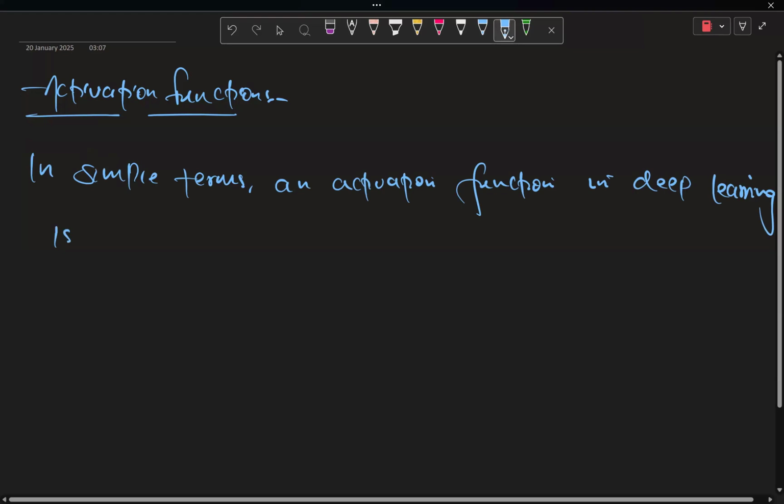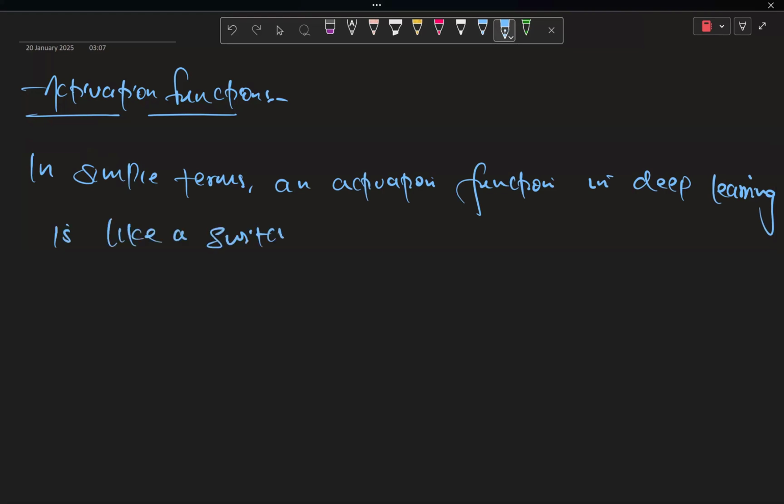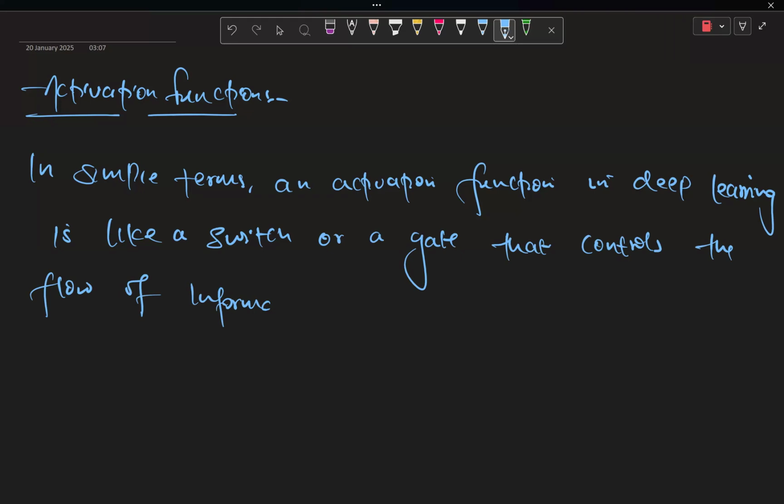is like a switch or a gate that controls the flow of information through each neuron. So you have hundreds of neurons, guys, in a network, but all neurons will not get activated. Means the output of every neuron will not be considered. That is called the neuron firing or not firing. So there has to be a certain threshold which every neuron has to cross. If a neuron is not crossing, that neuron will not be counted. Okay. So that threshold or limit is actually called your activation function.